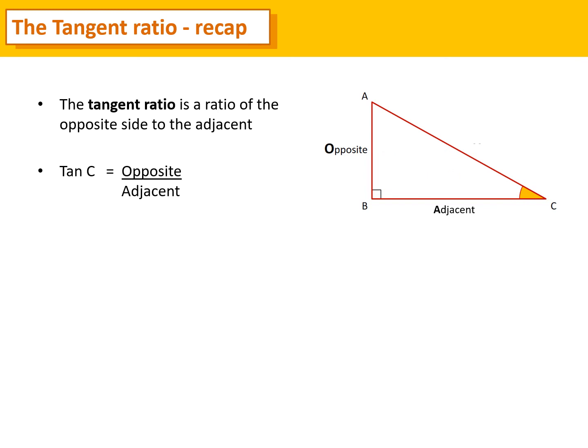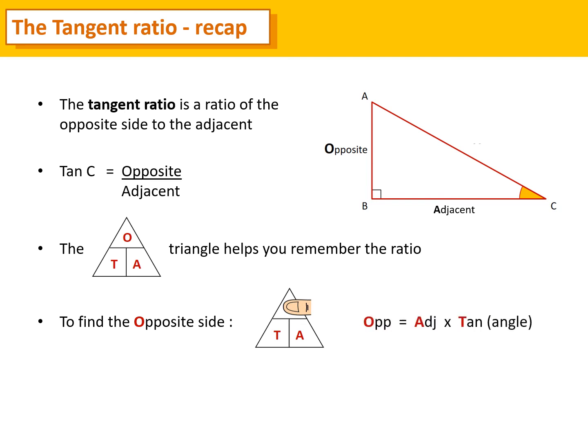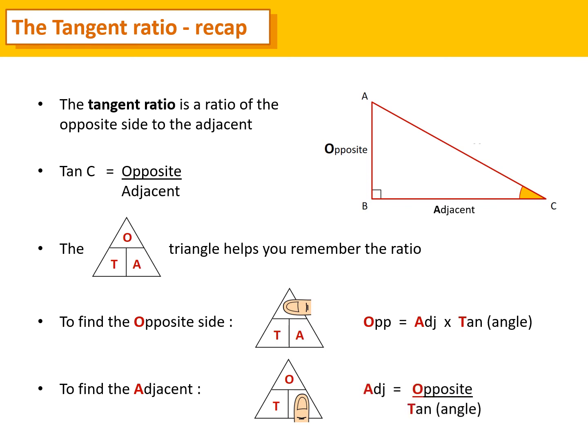The tangent ratio is the opposite divided by the adjacent, and we can use the TOA triangle as a shortcut. If you are trying to find the opposite side, put your finger over the O and you're left with T times A, which means the tangent of the angle times by the adjacent. If, however, you're trying to find the adjacent, put your finger over the A for adjacent and you're left with opposite divided by the tangent of the angle.